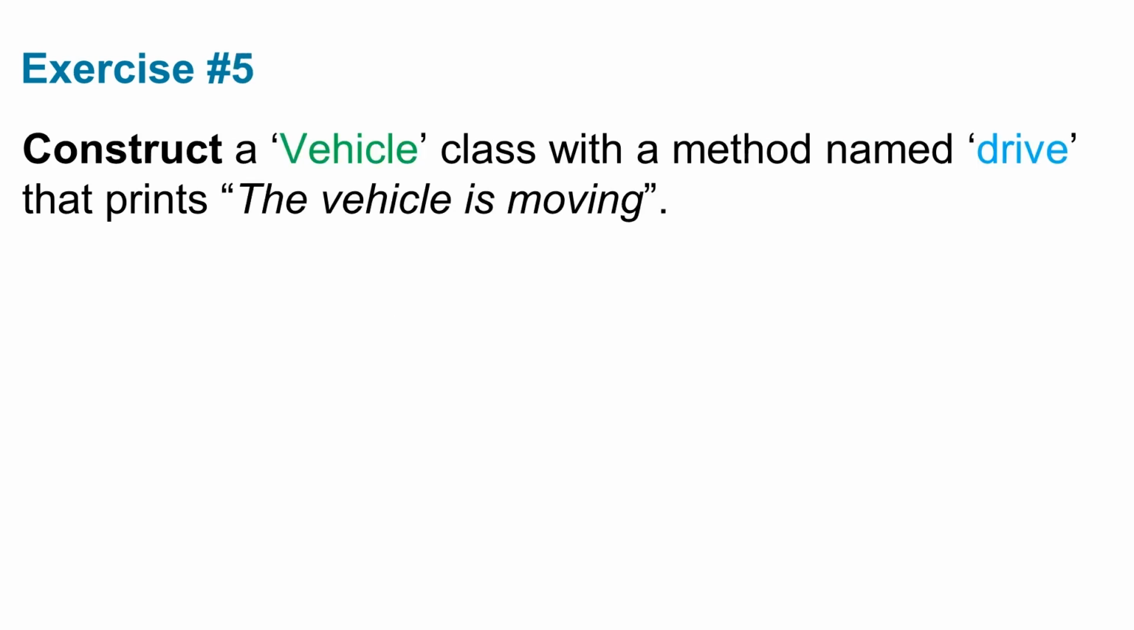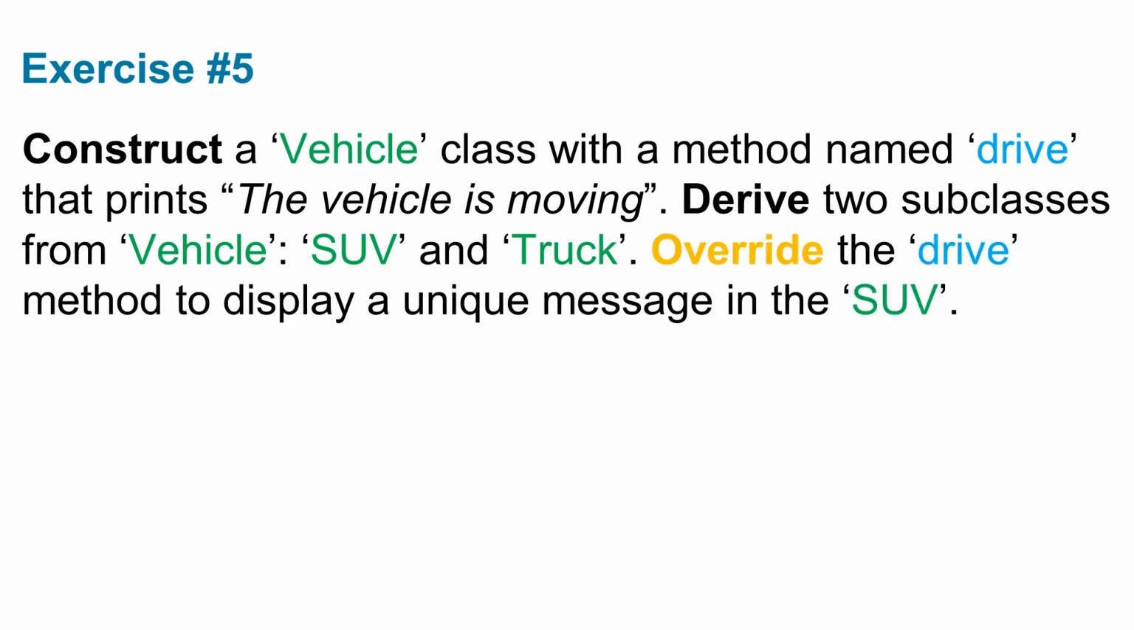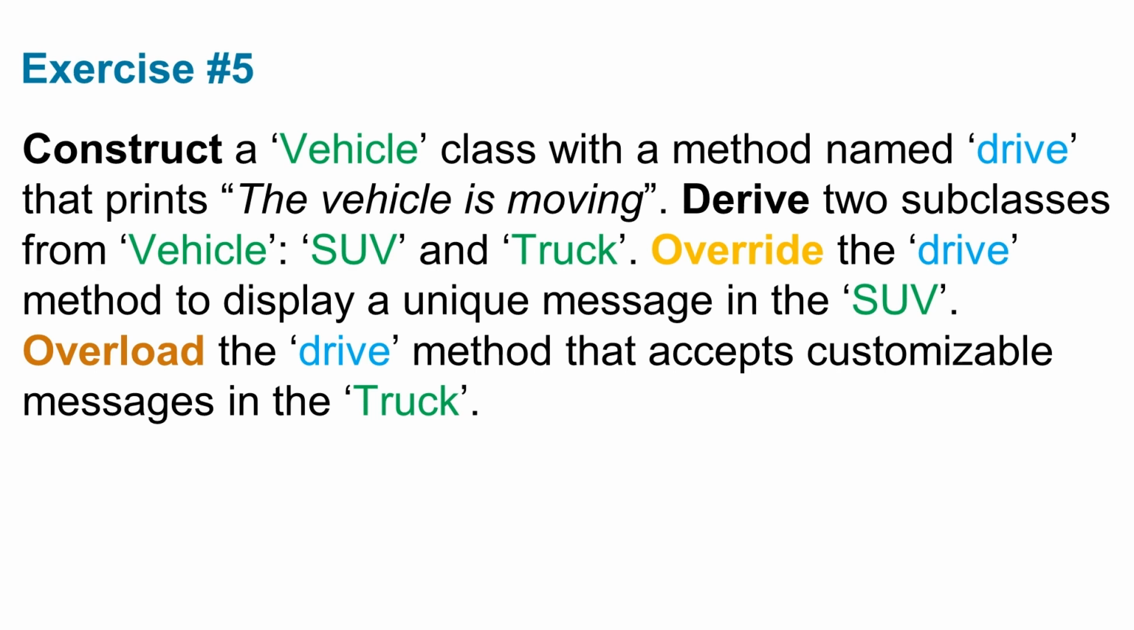Exercise number 5. Construct a Vehicle class with a method named drive that prints "the vehicle is moving". Derive two subclasses from the Vehicle class, SUV and Truck. Override the drive method to display a unique message in the SUV subclass. Overload the drive method to accept customizable messages in the Truck subclass.